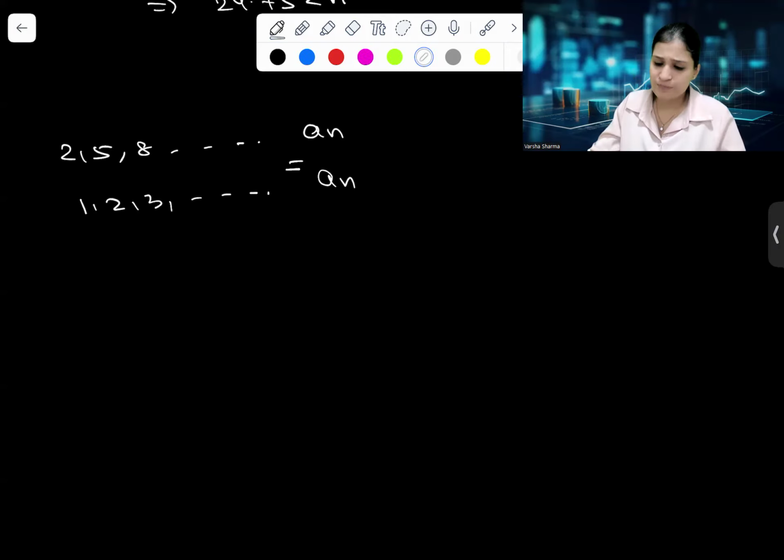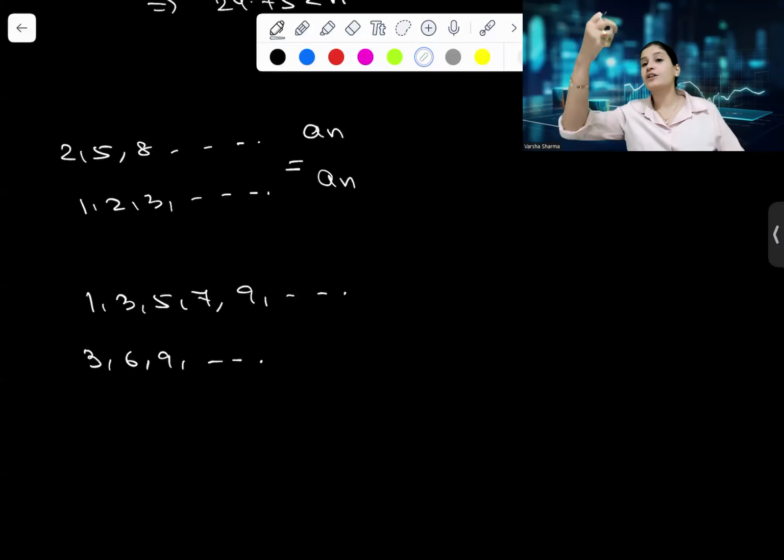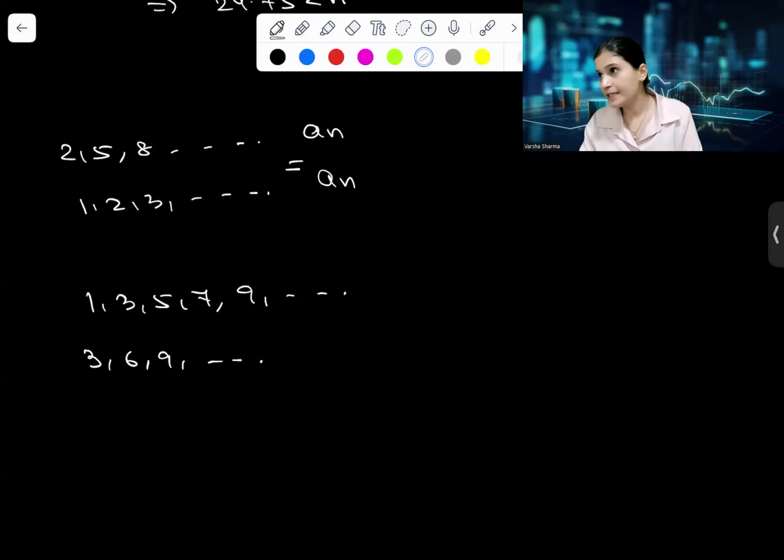Suppose I give you 1, 3, 5, 7, 9, and so on. And I tell you, for example, 2, 4, 6, not 2, 4, 6, 3, 6, 9, and so on. So your location as well as your term, both have to be same, right?